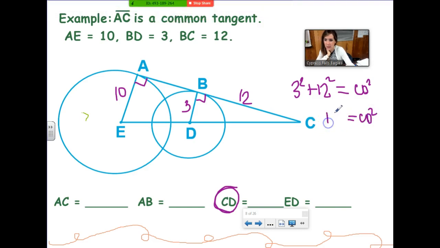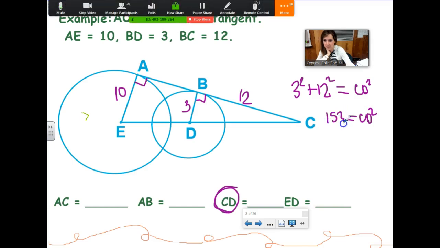Okay. So, what's the opposite of squaring something? Square rooting. And what do you get? Final answer. 3 square root 17. Good.